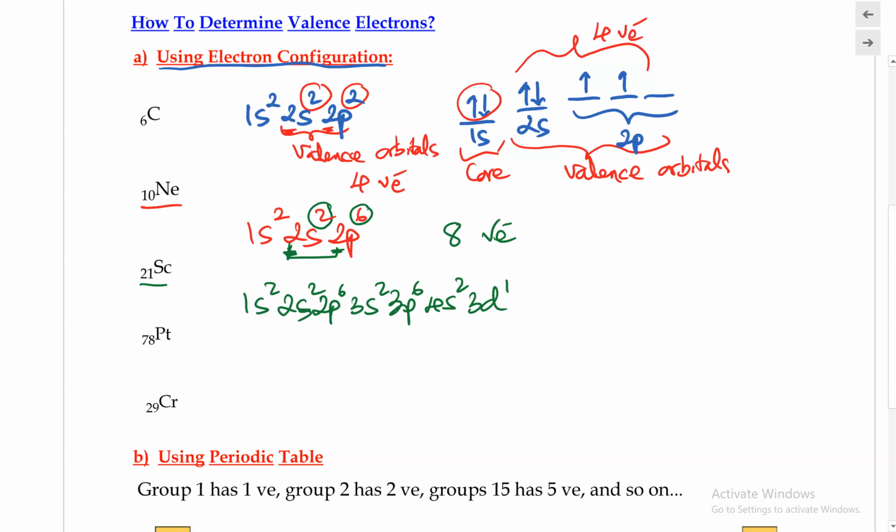And now, how do we then determine valence electrons? Again, look at all of these orbitals right here and ask ourselves, which of these orbitals has the highest principal number? In this case, we will see that it's the 4s that has principal number 4. So this 4s would be the valence orbital. And in this case, there are 2 electrons in it. So therefore, Sc has 2 valence electrons.